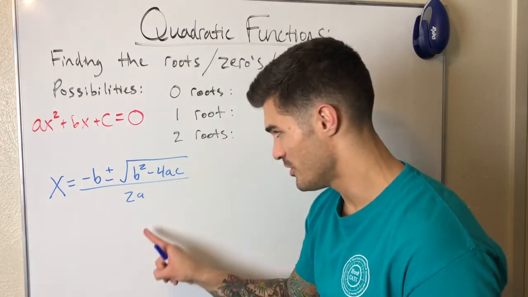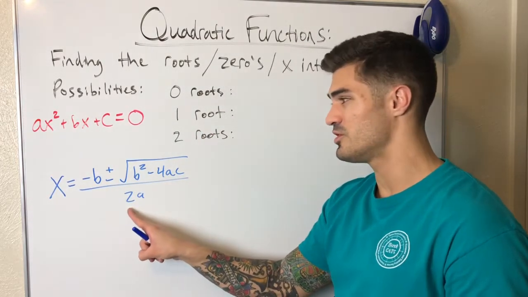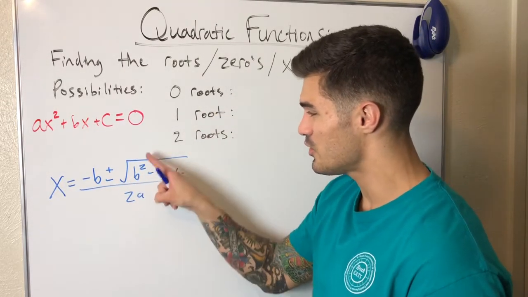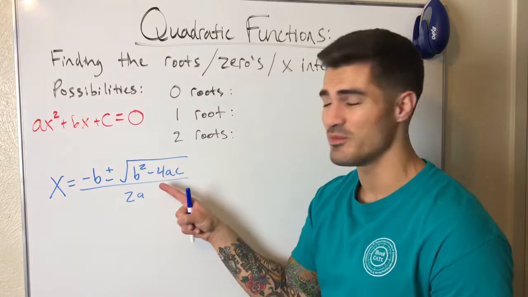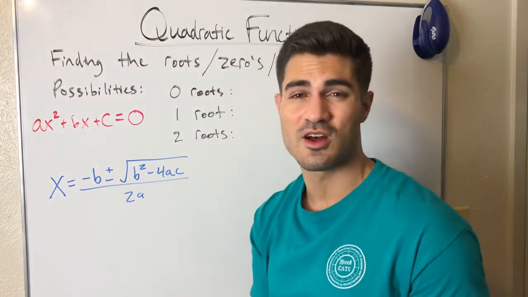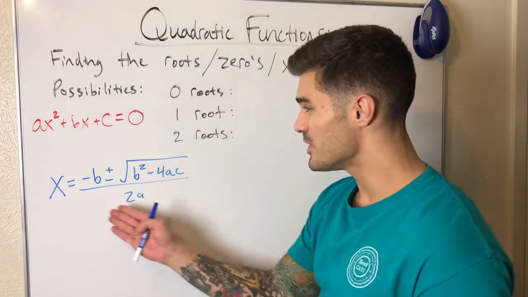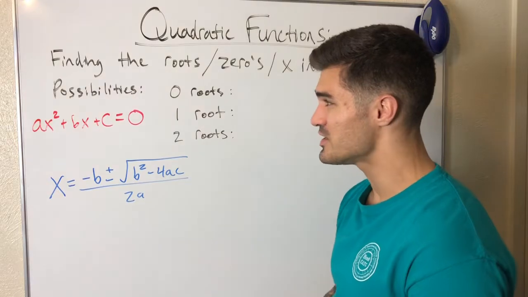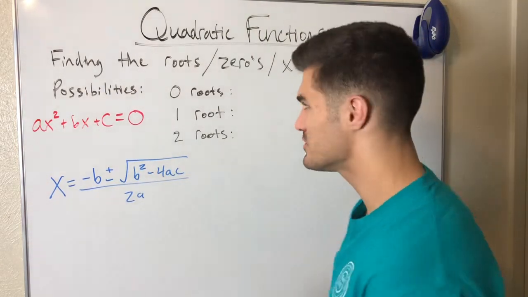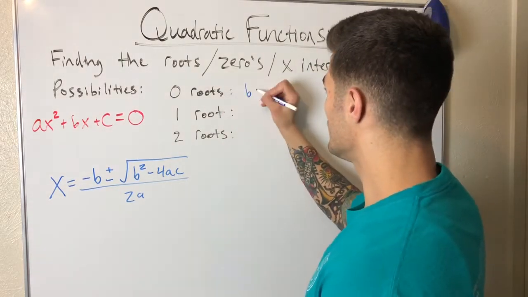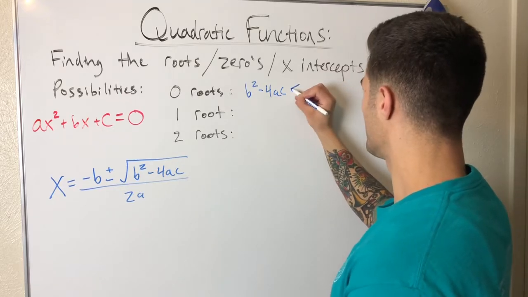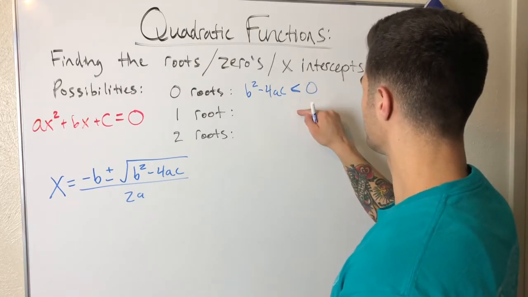So b is a real number, a is a real number, and 2 is a real number. So the only way both of these can be complex is if this square root of b squared minus 4ac is complex. And that's pretty easy to see because if we ever have a negative under a square root, that's not a real number. So how can both my solutions for x be complex? Basically, I have no real solutions. Well, that's if b squared minus 4ac is negative. So we have 0 roots if b squared minus 4ac is negative, so less than 0, okay?